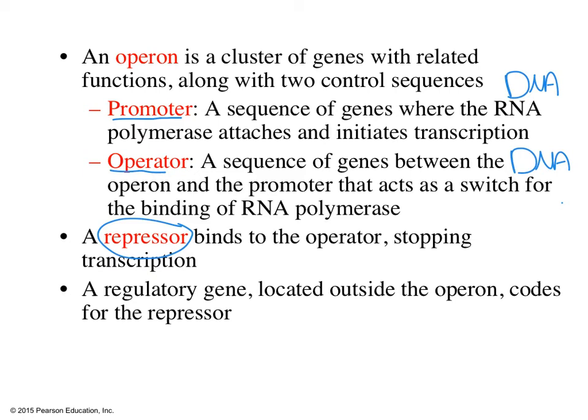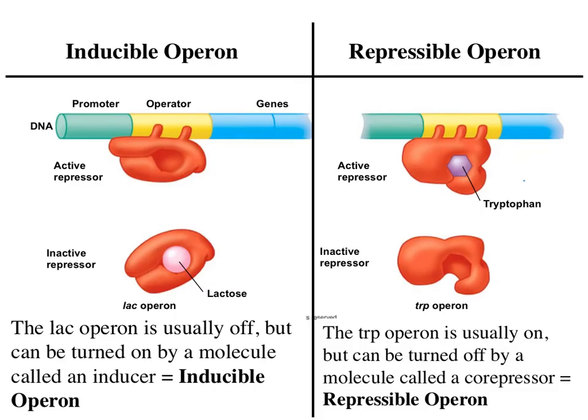The repressor is actually a protein. It is not DNA. There is a gene that codes for the repressor, and it's usually upstream of the operon. We call this one of the regulatory genes. Let's go ahead and see how all of these guys work together to control gene expression in bacteria.